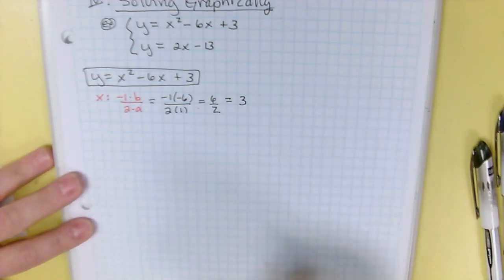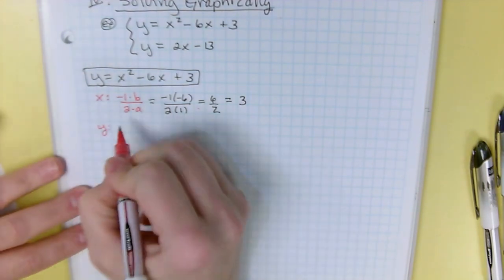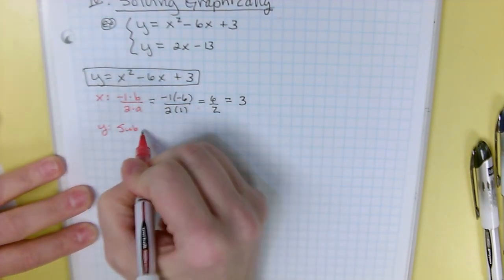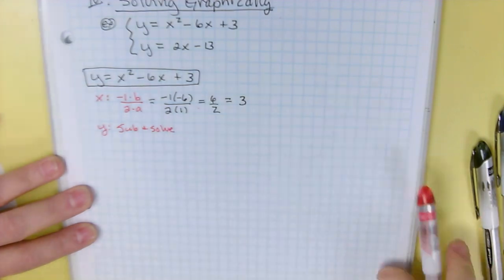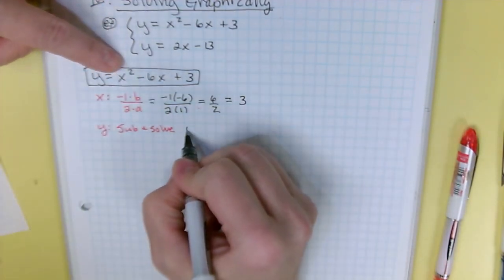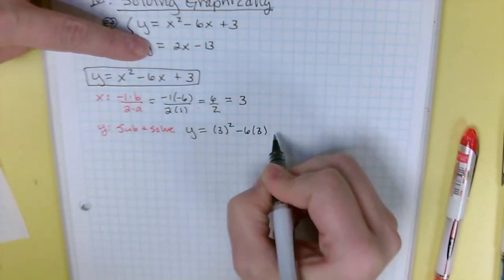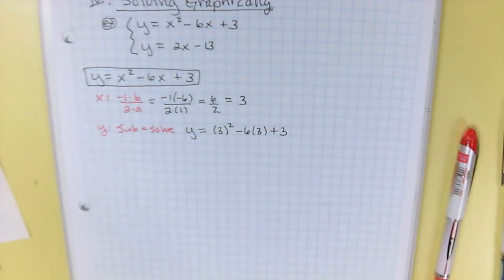That's the x-coordinate of the vertex. To get the y-coordinate of the vertex, there isn't a formula. You're going to substitute in the x and then solve for the y. So we're going to substitute 3 into the equation.